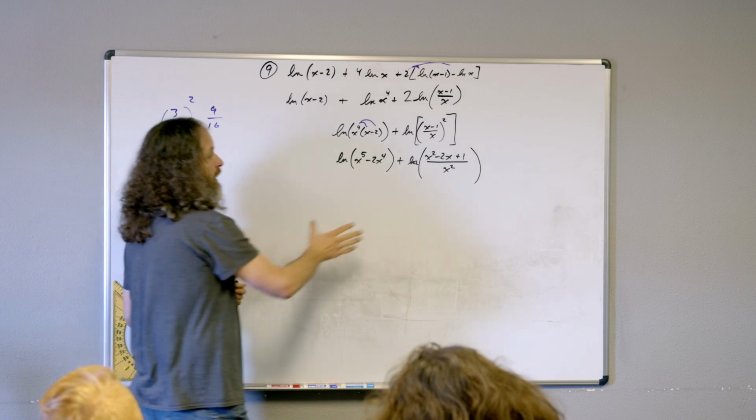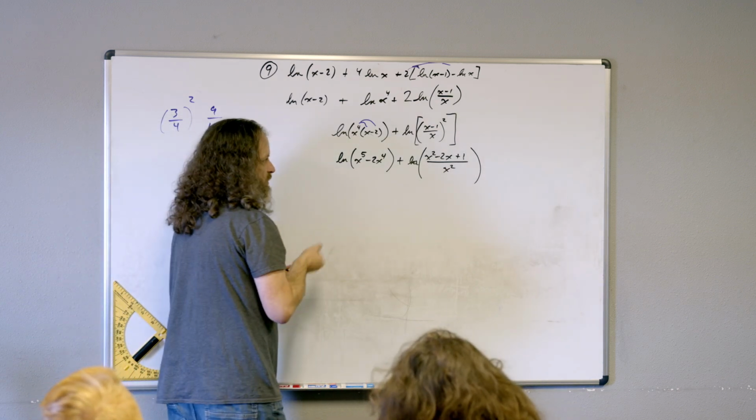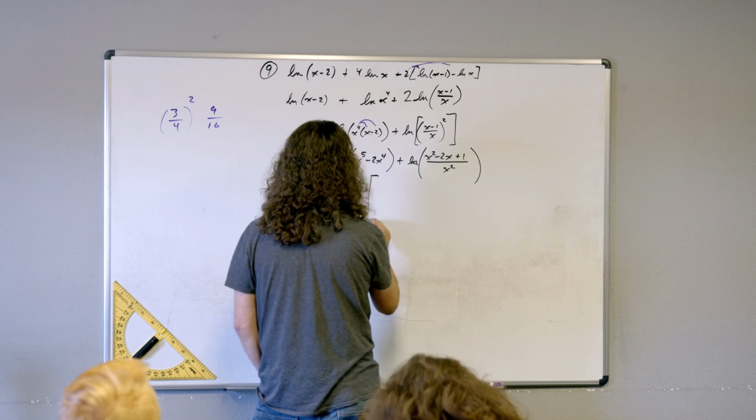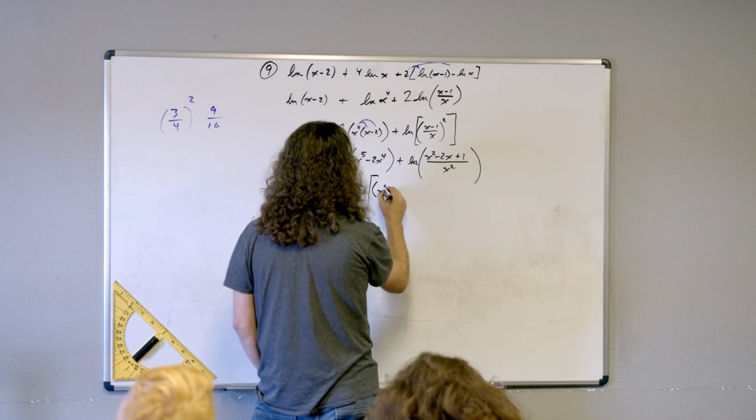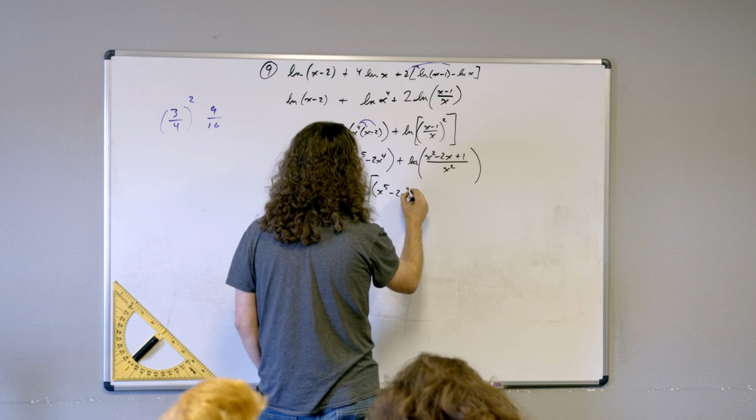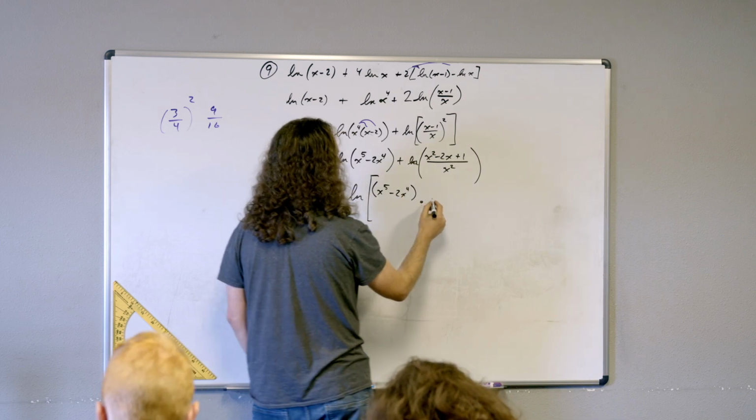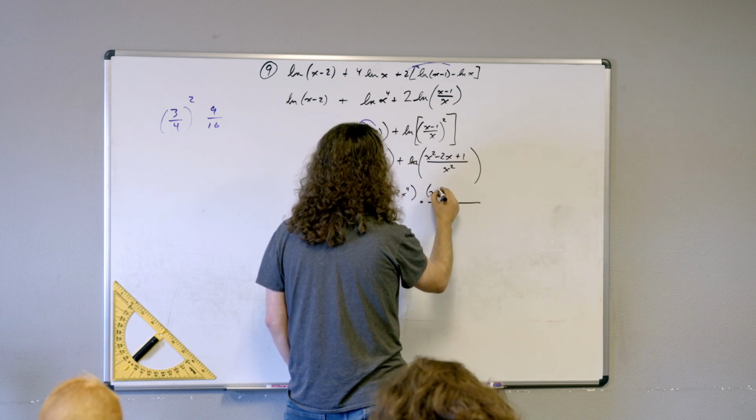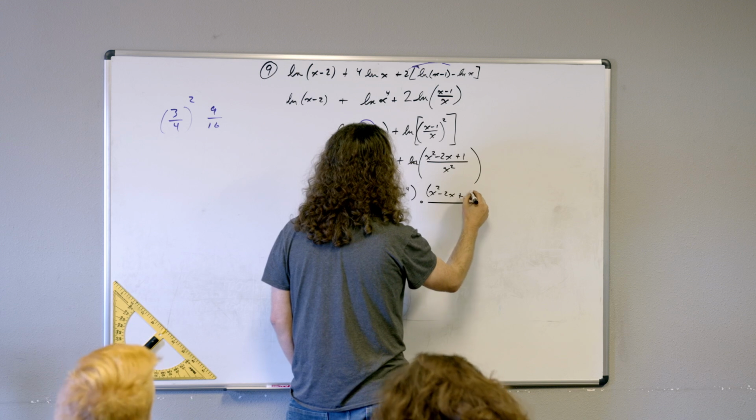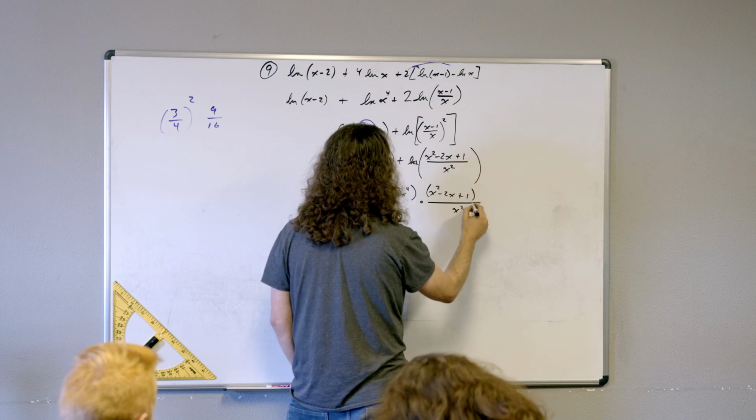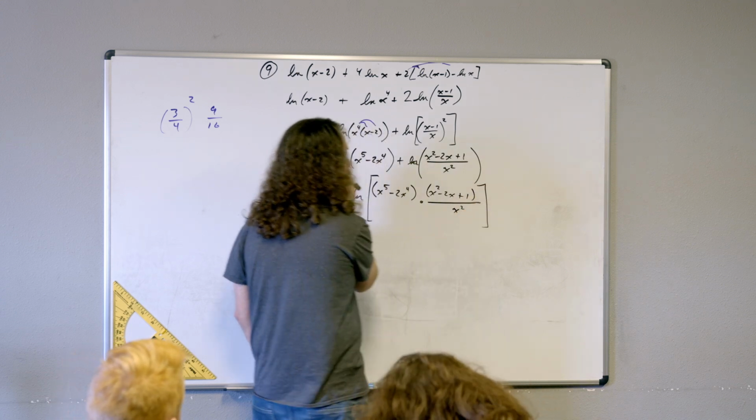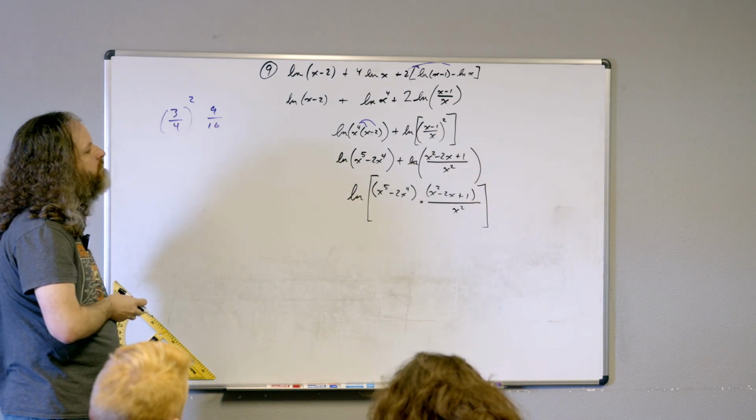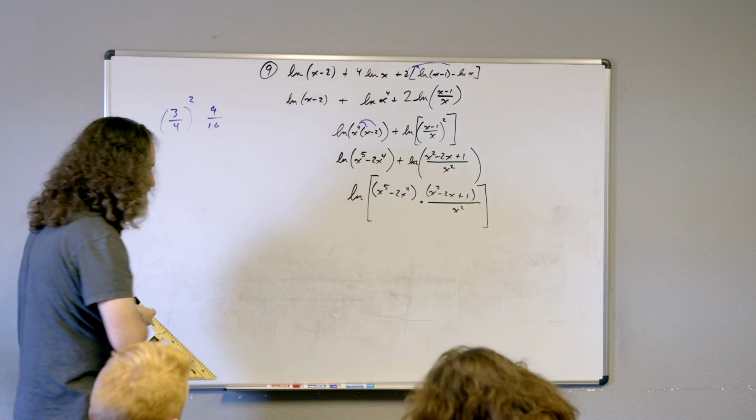Yeah, so we've got product property. So this will turn into the natural log of x to the fifth minus 2x to the fourth times, you don't have to put the dot, but just for clarity, I'm putting it in there, x squared minus 2x plus 1 over x squared. And then you have to do the multiplication. That's true.